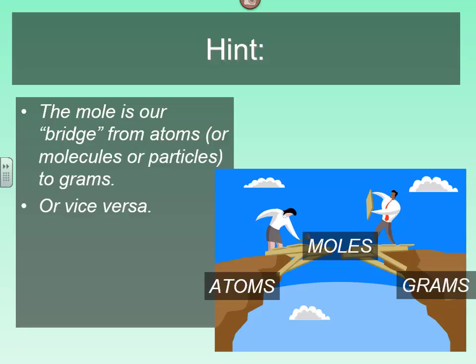I added this slide in last year because I felt like it needed to be there. Remember, I said this at the beginning. The mole is our bridge from things that are really small, like atoms and particles, to things that we can actually measure, like grams. The mole is what gets us in between the things that are really small that we can't see and the things that we can weigh and we can see.